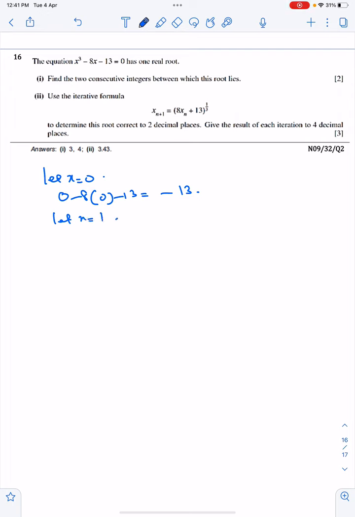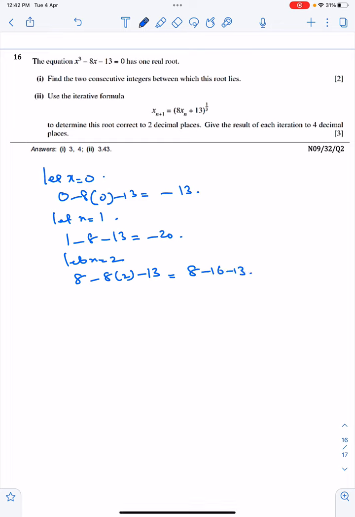Let x equals 1. If I plug in 1, I will have 1 minus 8 minus 13, which is minus 20. Let x equals 2, it will become 8 minus 8 into 2 minus 13, 8 minus 16 minus 13, which is minus 21. Let x equals 3, it will become 27 minus 8 into 3 minus 13, that means 27 minus 24 minus 13. This is minus 10.